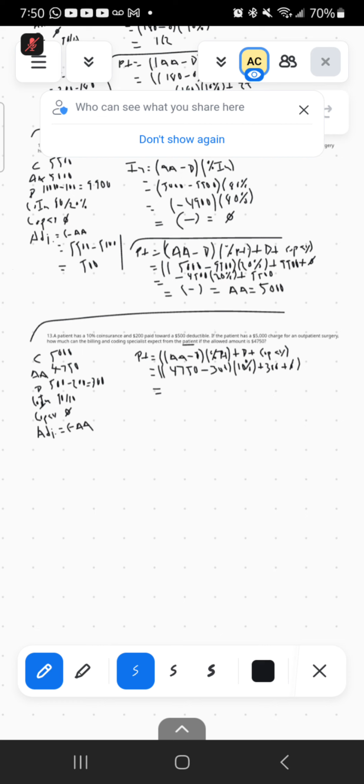You put in your trusty calculator, and that is 4450 times 10%, and you're gonna add 300. That should be 445 plus 300. That should be 745.